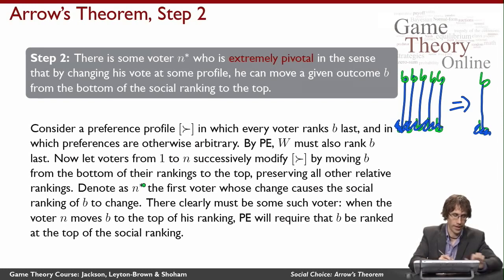So I'm going to give the name n star to the first voter in this apparently arbitrary ordering on the voters that I've got here, whose change causes something to become different. So I'm going to get the first guy to move B from the bottom to the top, and I'm going to look at what happens here. And if nothing changes, I'm going to have the second guy do it. I'm going to keep working my way through until at some point B moves somewhere. Something different happens. And then I'm going to say, all right, I found my n star. That guy who made a difference is n star.